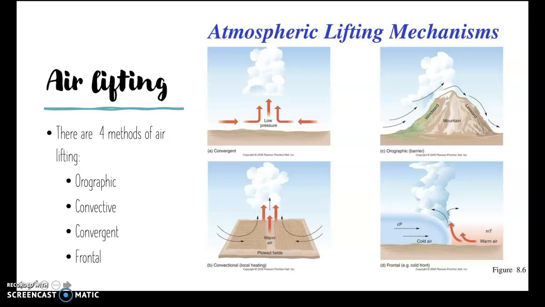Picture B is a picture of convective airlifting. This is when air can cross a warm spot in the ground, and then that air is caused to be pushed upwards. Picture C is orographic lifting, and this is when warm air is forced to go over a barrier such as a mountain, and then that air is lifted upwards. And then the air that comes down off the leeward side of the mountain is cool.